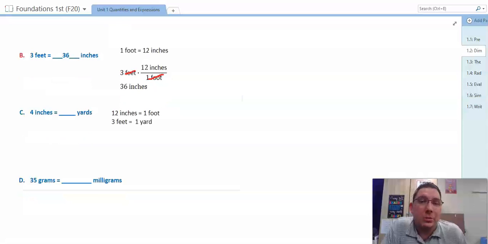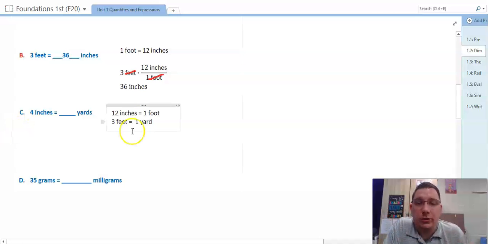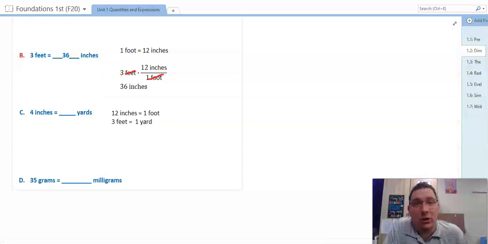All right, so as we look at example C again, I told you that we have to do two conversions here. We first have to do from inches to feet, and then from feet to yards. And so we have to deal with two conversions. So our first conversion is the 12 inches becoming 1 foot, and the 3 feet becoming 1 yard is the second. And so let's see how that sets up in our fractions.